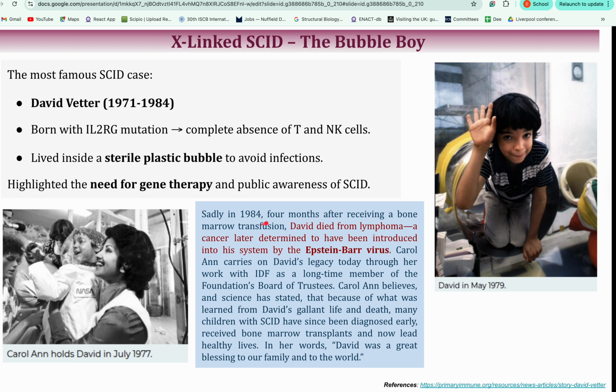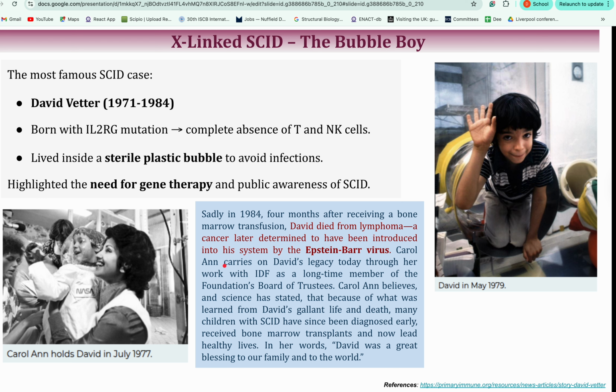So sadly, in 1984, 4 months after receiving a bone marrow transfusion, David died from the lymphoma, which is a cancer later determined to have been introduced into his system by Epstein-Barr virus. So this virus is responsible for the lymphoma, which is the cancer of the lymphatic system.